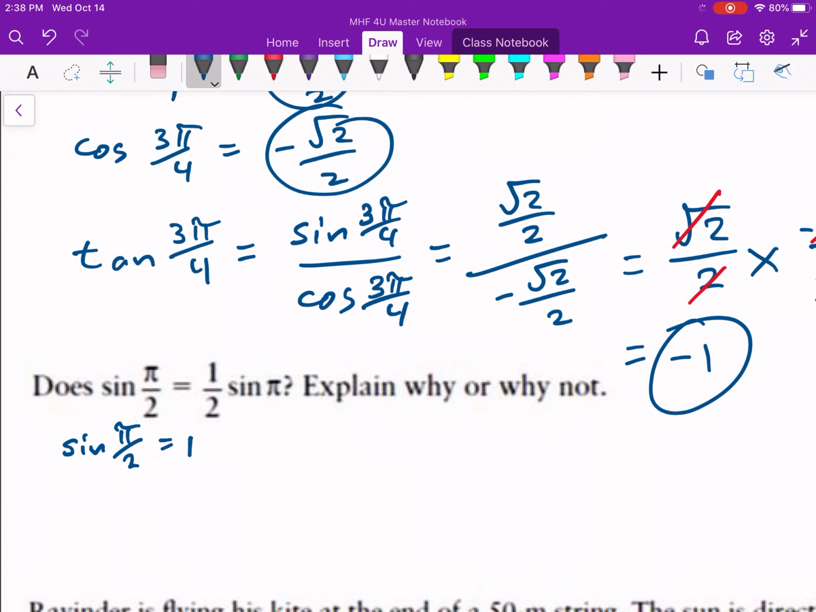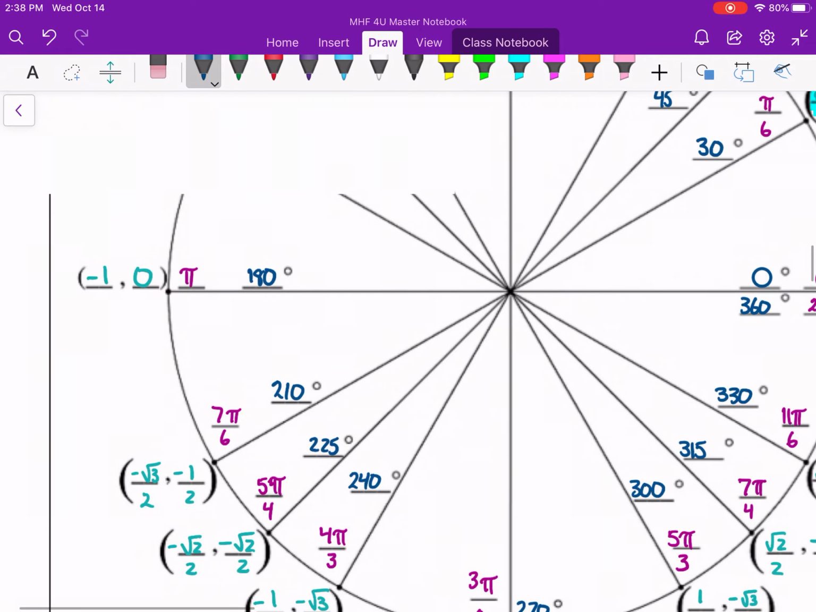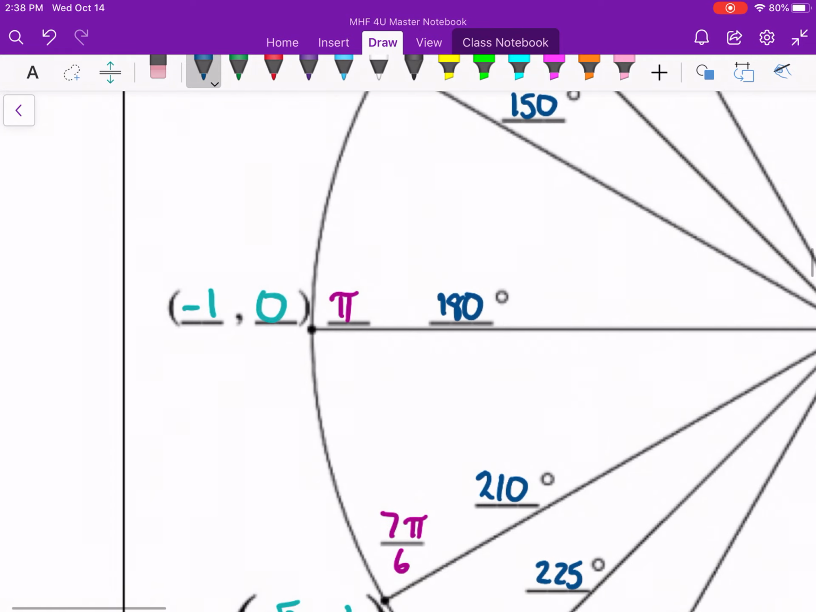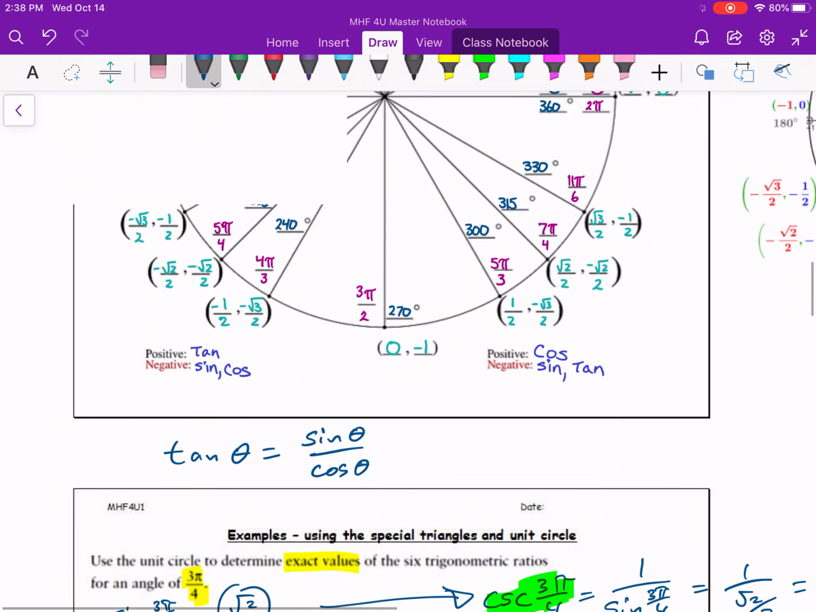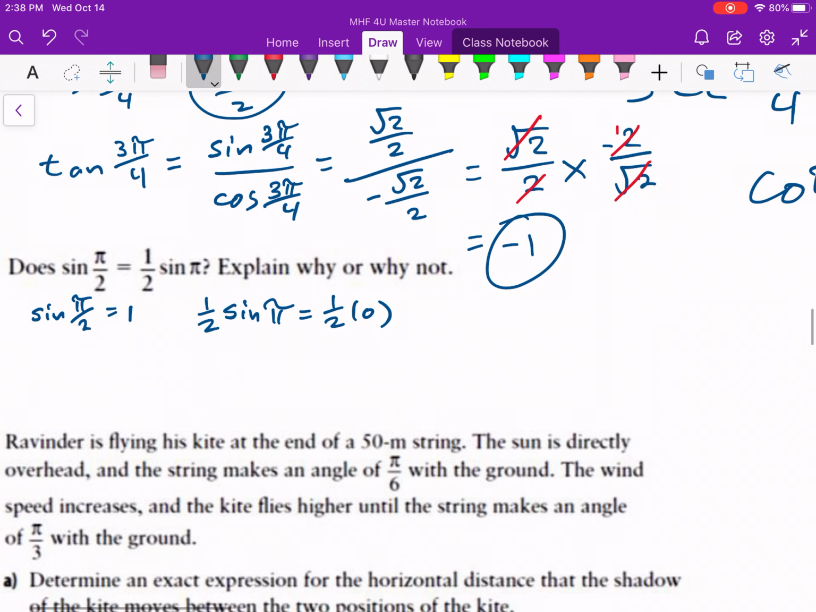And sine pi is actually equal to 0. So it would be 1/2 times 0. If we go back to our unit circle, you can see that there's pi there, and the y value of that coordinate is 0, so sine pi is 0. 1/2 times 0 is 0. They're not the same. They're not equal.